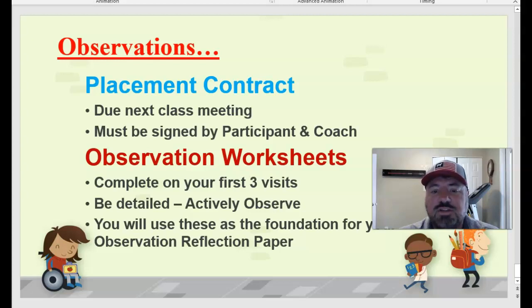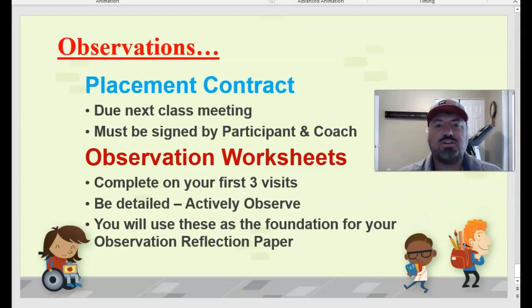What about your observation worksheets? Those you need to complete on your first 3 visits to your observation. It helps you be detailed and actively observe what's going on. Make sure you're writing out different things. Don't just scribble a thing or two in there. Try to actively observe and learn and see what's going on. And then you're going to use these observation worksheets as the foundation for your observation reflection paper. You can go back and pick out some things you saw because that's part of the outline.